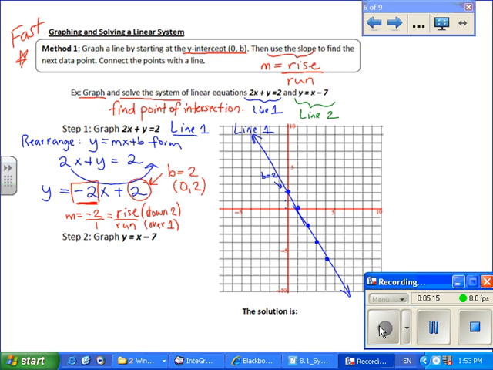Okay. Then, let's go ahead and write the equation for line 1. Line 1 had the equation y equals negative 2x plus 2 once I rearranged it.